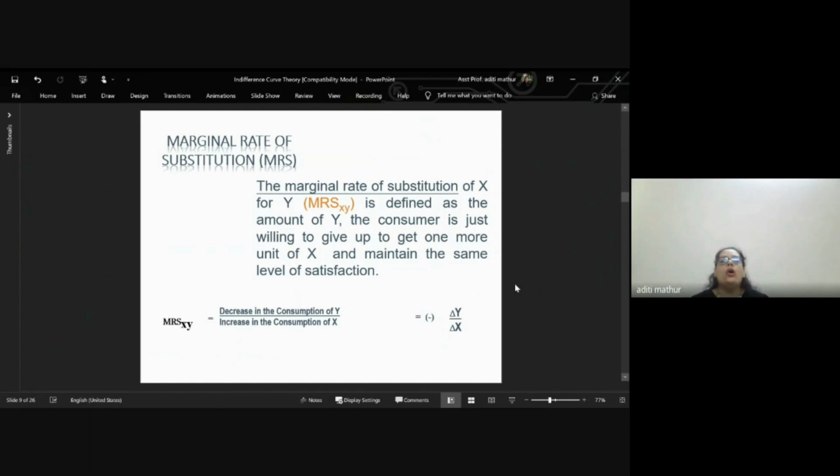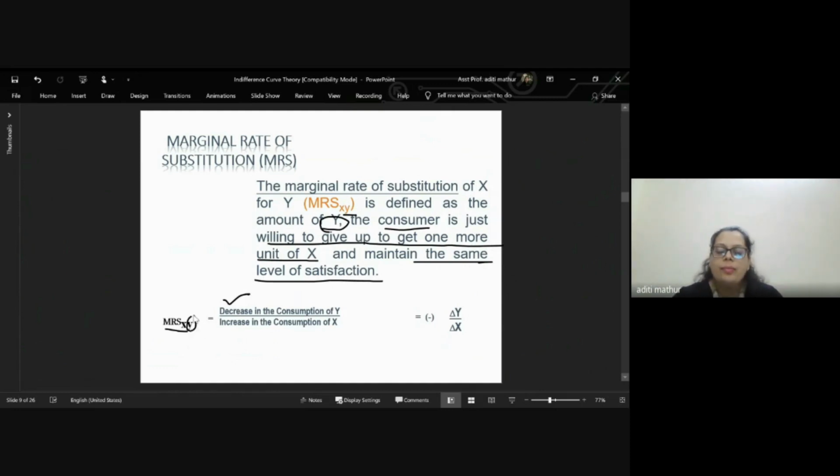Now let us talk about the marginal rate of substitution, MRS, right? Because if you remember, it was one of our assumptions that the marginal rate of substitution in the indifference curve will be diminishing. So let us first discuss what we mean by marginal rate of substitution. The marginal rate of substitution of x for y, represented as MRS xy, is defined as the amount of y the consumer is just willing to give up to get one more unit of x and maintain the same level of satisfaction. So MRS xy is the decrease in the consumption of Y. Be very clear: decrease in the consumption of Y to increase the consumption of X.